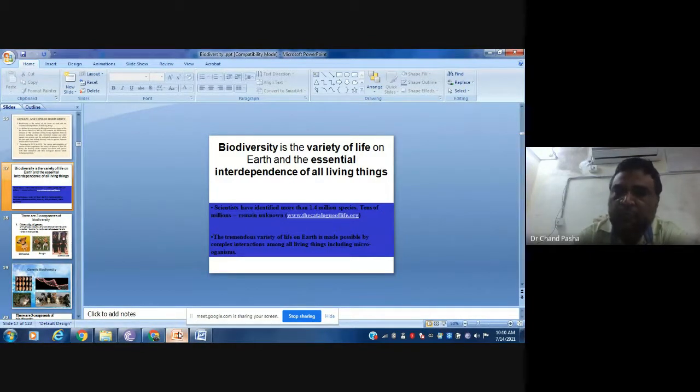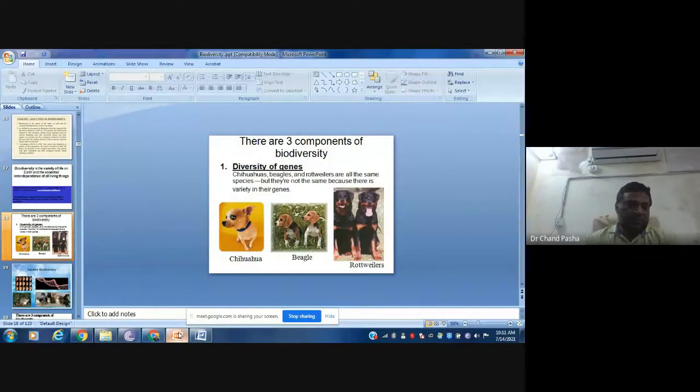Almost 1.4 million species are there which are characterized, and many tens of millions of species are yet unknown. There are many things which are not yet characterized, which are not yet known. In biodiversity, we will see why we should study it and other things. Let's see the different forms of biodiversity. Basically, it is divided into three groups.